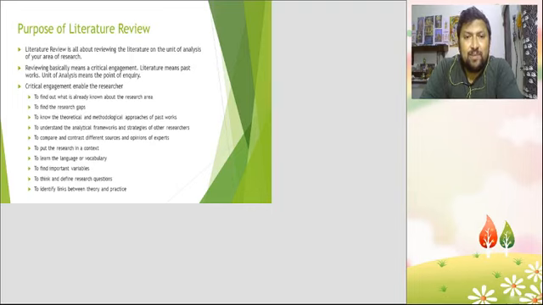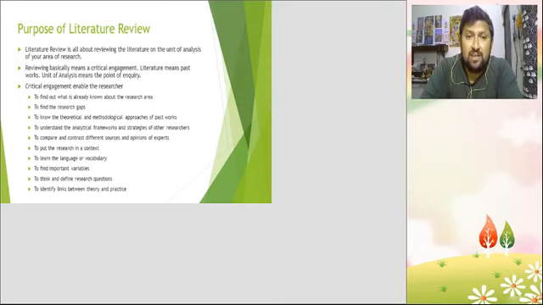This critical engagement also helps the researcher to learn the language and vocabulary of that research area. Every research area has its own unique language and vocabulary. And this critical engagement also helps the researcher to find different variables. It helps the researcher to think and define the research question, to identify the link between theory and practice. So this is the contribution of critical engagement to the researcher.